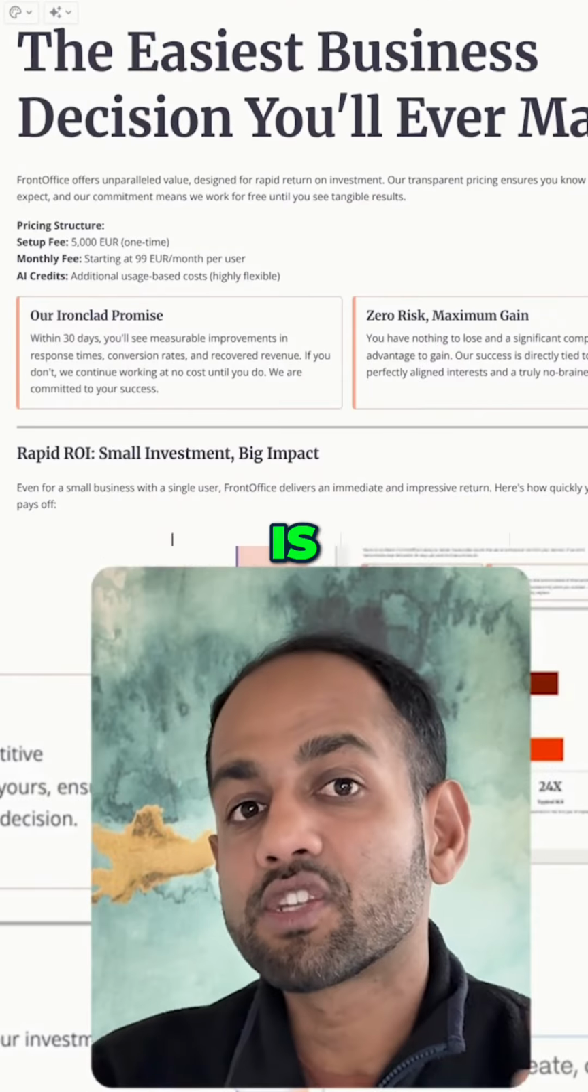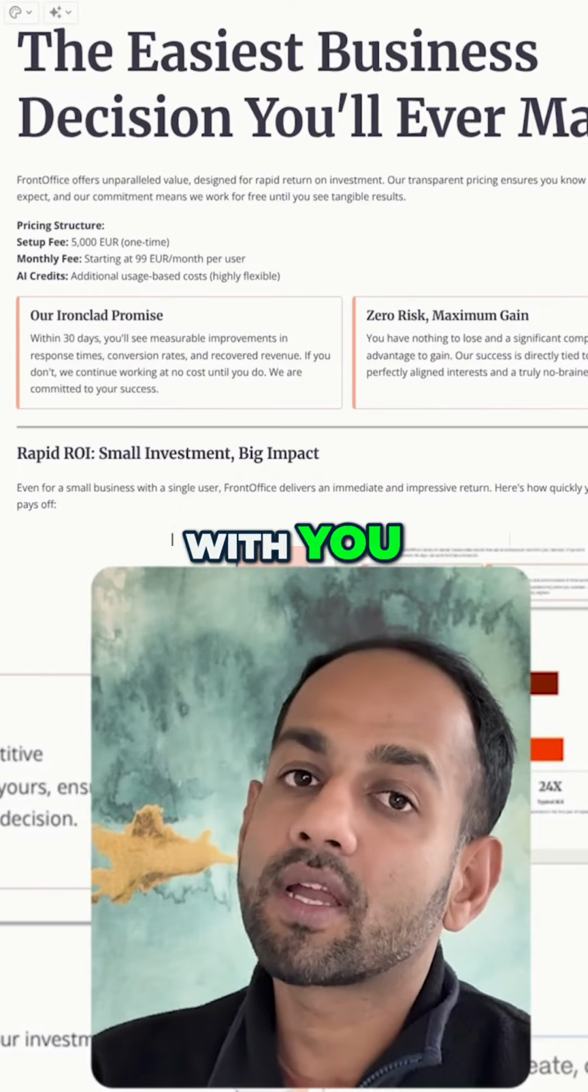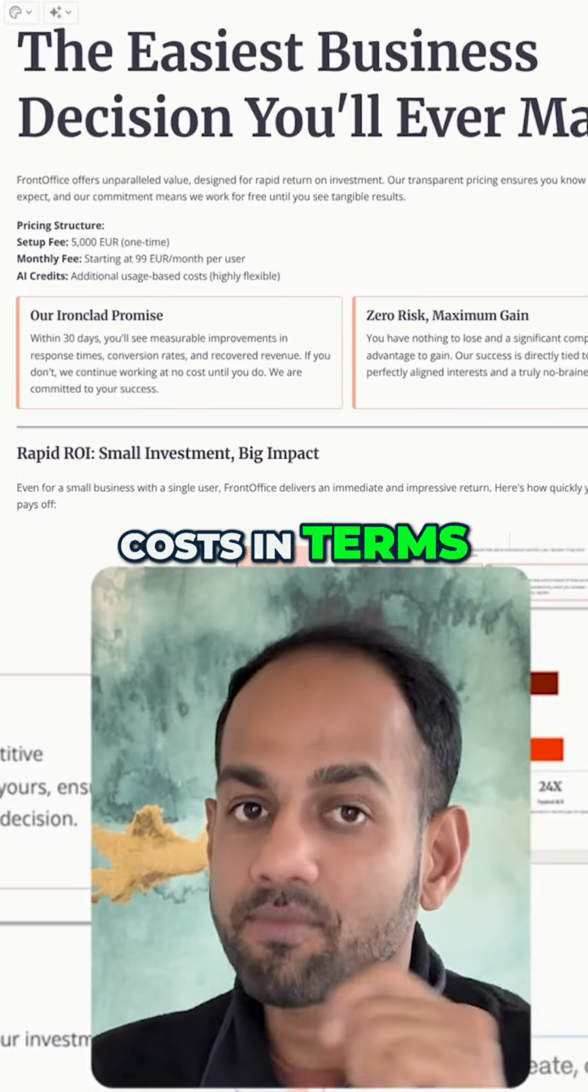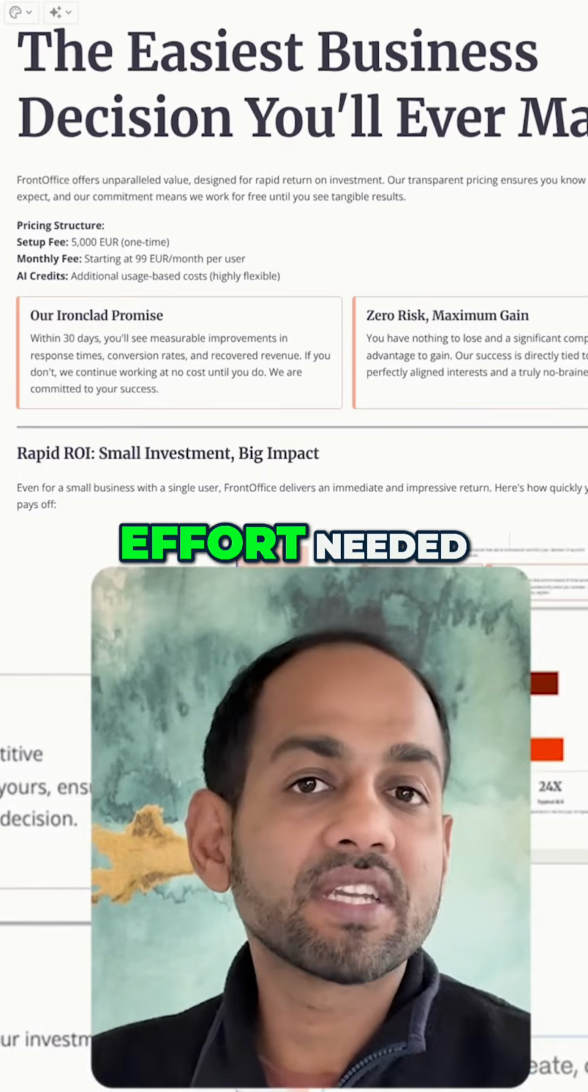Right, slide number 7 is your money slide. This is the slide where you talk about what is the cost of working with you. And here you want to address both the direct costs in terms of money, but also the indirect costs in terms of change in process, time spent, effort needed, and so on.